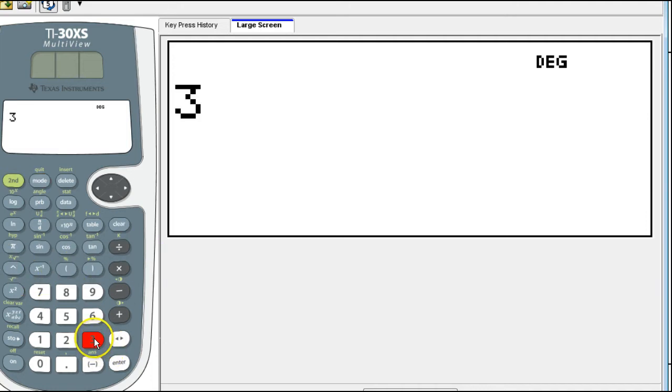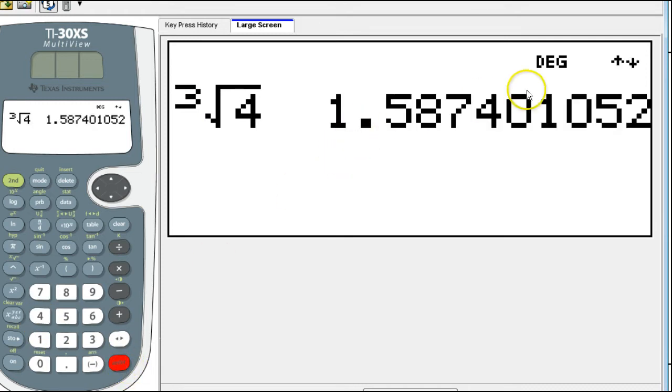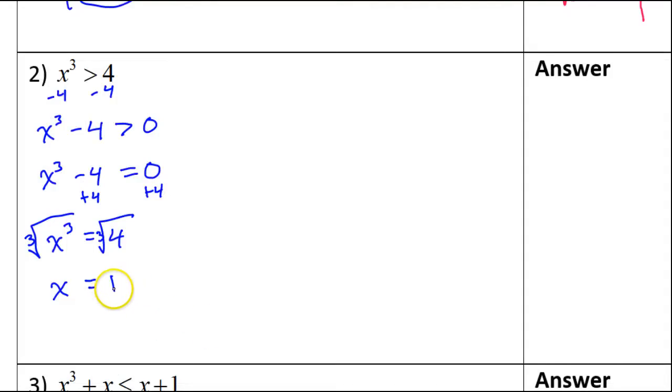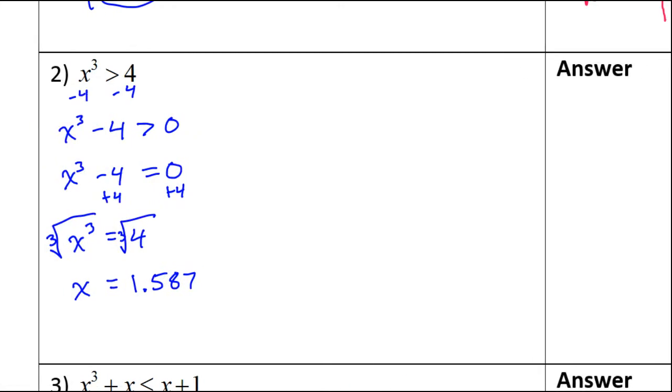then you start with the 3, the root. I'm shooting for this little feature that's above the caret here, shown in green. So I'm going to hit second caret, so that 3 becomes the cube root. So I'm doing the cube root of 4. So that turns out to be this. 1.587. I'm just going to put 3 decimal places. So that is the 0 of this function. It's the only 0.